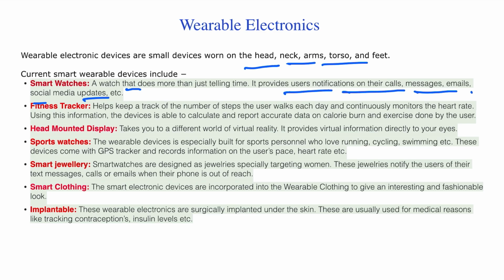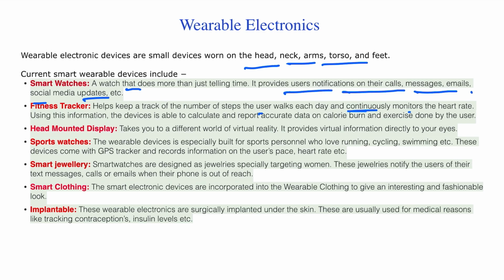Fitness tracker helps keep track of the number of steps the user walks each day and continuously monitors the heart rate. Using this information, the device is able to calculate and report accurate data on calorie burn and exercise done by the user. Actually, in a smartphone also this is available, no? Fitness tracker, where we can find out how much we have moved, how many kilometers we have walked, and our heartbeat. It can also be measured through smartwatches or through some other devices.